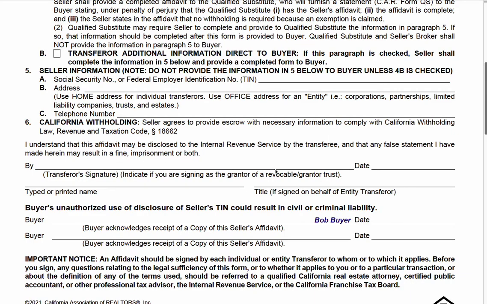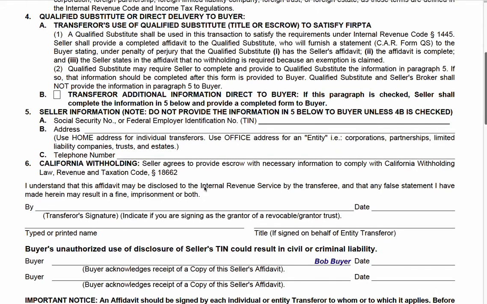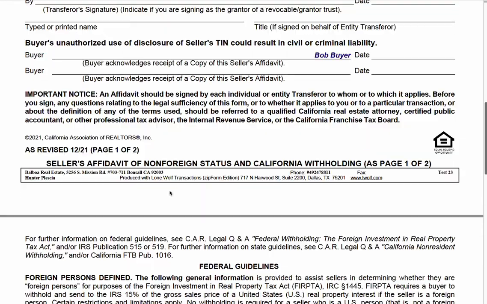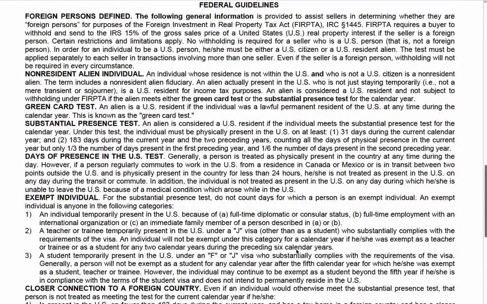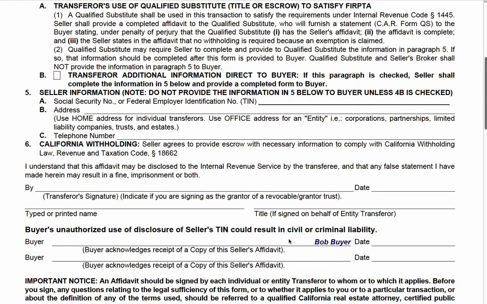And then the seller signs, signing that this is an affidavit: I'm not subject to this withholding, here's my info. Now, this form is two pages. It gives you all sorts of text, and there's an initial portion at the bottom. But that's it. That's how simple this can be.